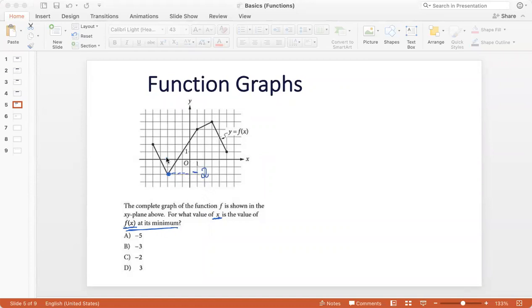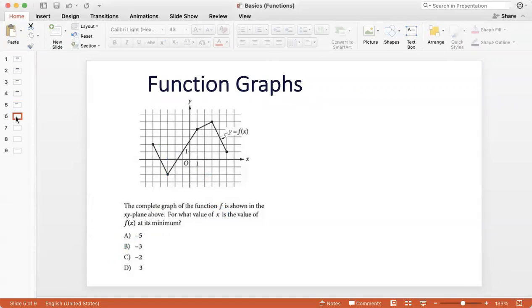But this happens when x is negative 3. So for what value of x is the function at its minimum? It would be negative 3. Remember, they're not asking the minimum value of the function. That, yes, is negative 2. But the value of x when the function is at its minimum, that is negative 3.